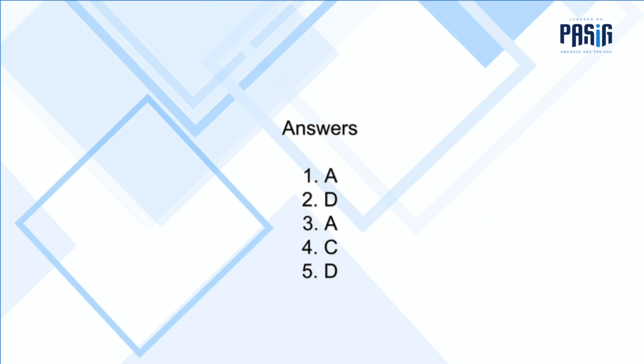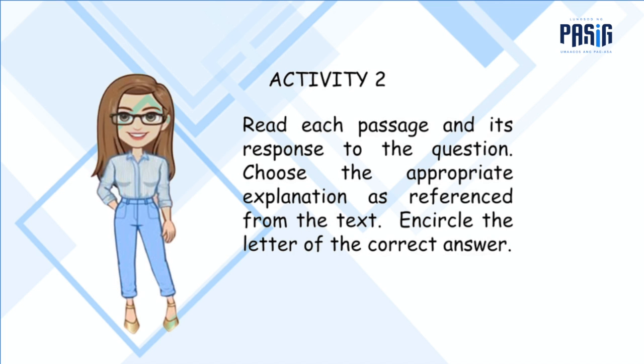Here are the correct answers. Number 1 is A, number 2 is D, number 3 is A, number 4 is C, and number 5 is D. Activity number 2. Read each passage and then respond to the questions by encircling the letter of the correct answer. Each question requires to make a logical inference based on textual details.